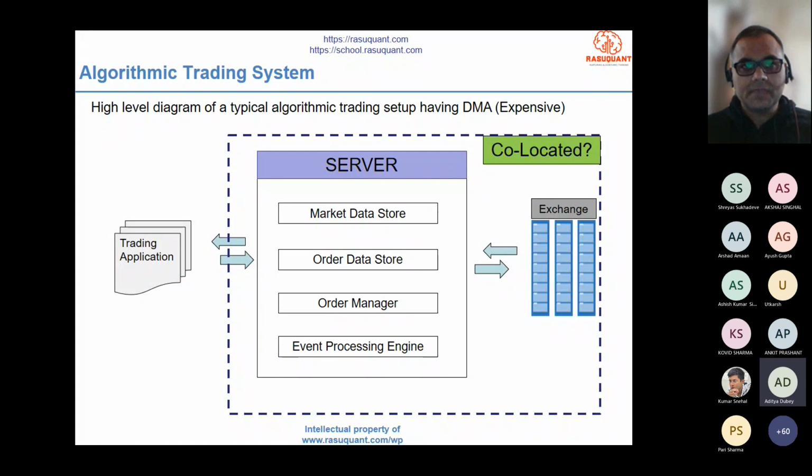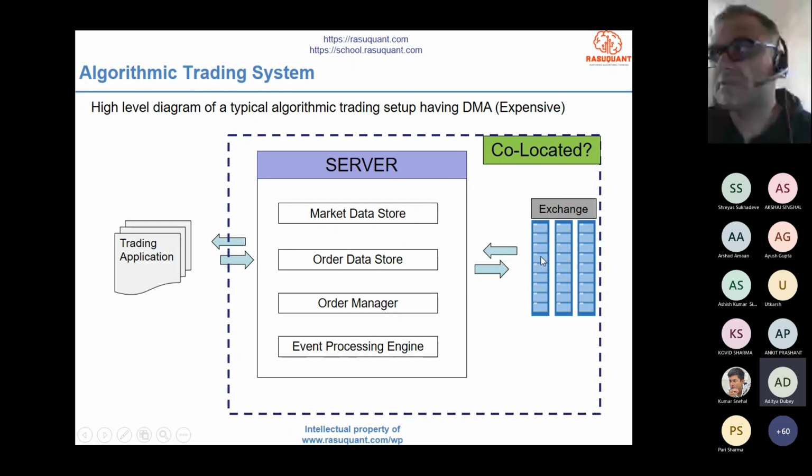So how is an algorithmic trading system different from a manual trading system? In an algorithmic trading system, you have a trading application, which may seem like a very sophisticated term. It could be something as simple as a Python script. What your Python script would do is interact with a server, and this server could be a physical server, or you could have a server using AWS or a cloud server or something like that. And then this server would interact with the exchange.